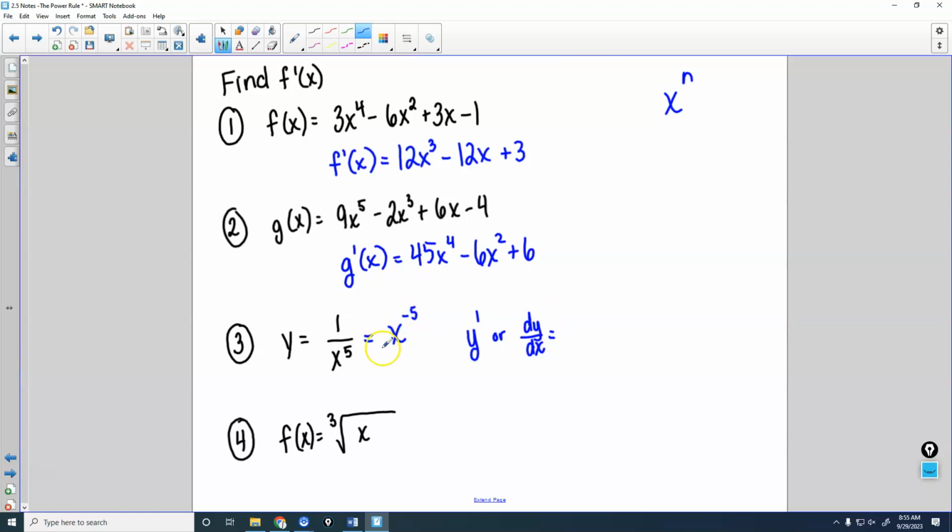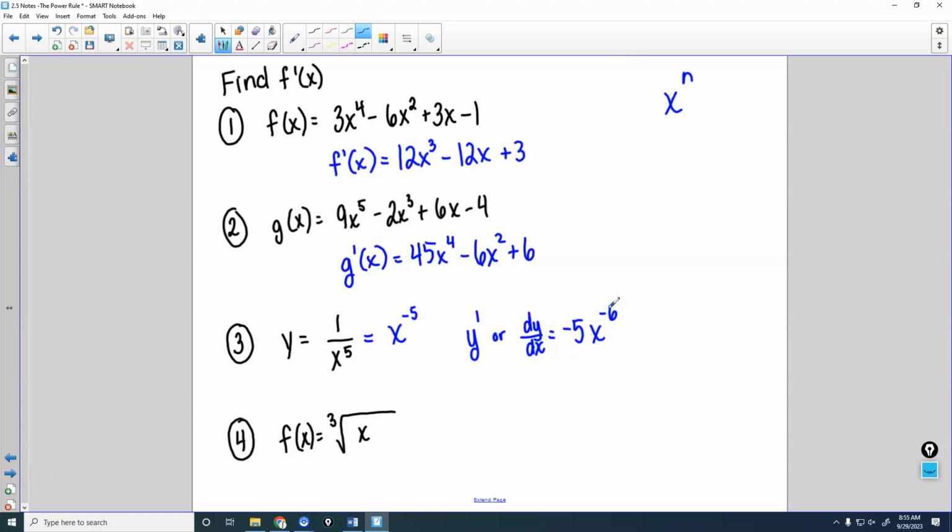Negative 5 times this 1 out here is just going to be negative 5. X to the what power? Not negative 4. It feels like it should be negative 4, but it's negative 6 because we're subtracting 1 from the exponent. Be careful with those negatives.